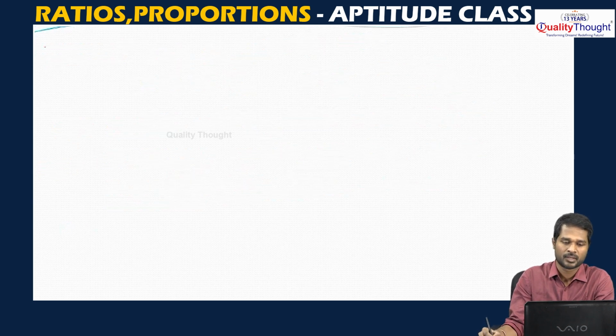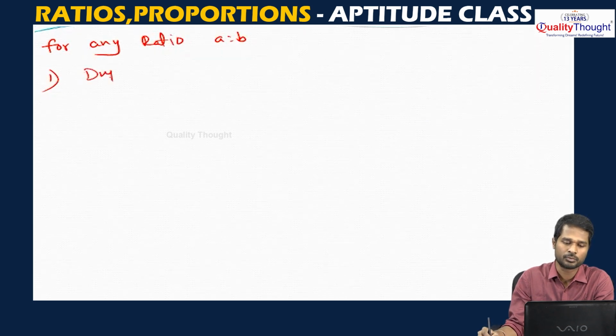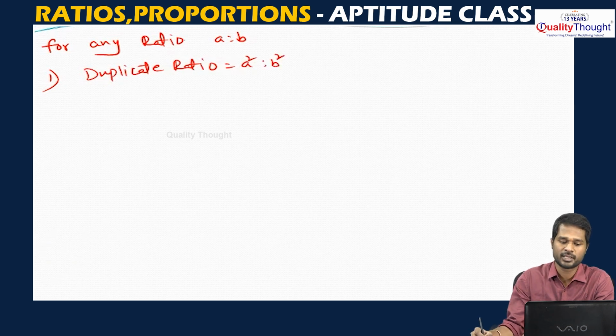For any ratio A is to B, we'll write some values. The first one is the duplicate ratio. The duplicate ratio is A square is to B square. There is a ratio that is given, which is A is to B. When you find the duplicate ratio, just square both the things. When we solve the questions, you will understand how this will be used in the applications.